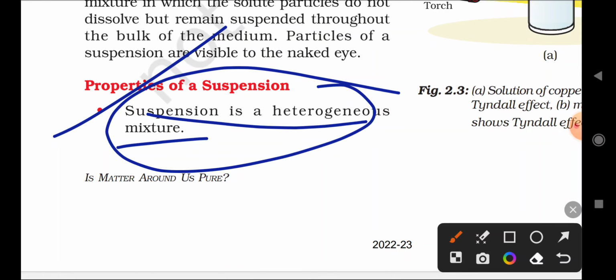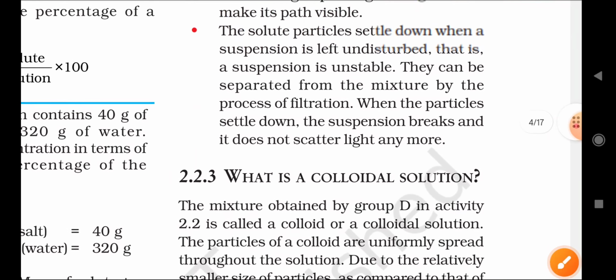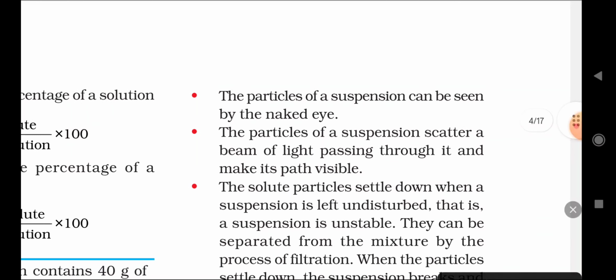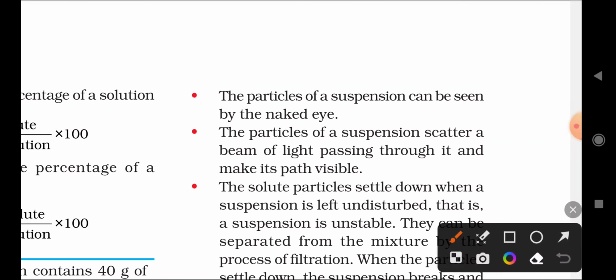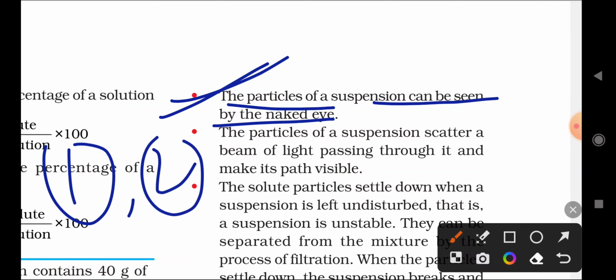The first point is cleared, very easy, because you have already read the definition. Suspension is a heterogeneous mixture. You also have to read that they are seen with our naked eyes. The second point is the same: the particles of suspensions can be seen with our naked eyes. Two points are cleared very easily. From the definition we can write two points. So they are a heterogeneous mixture and they can be seen with our naked eyes.